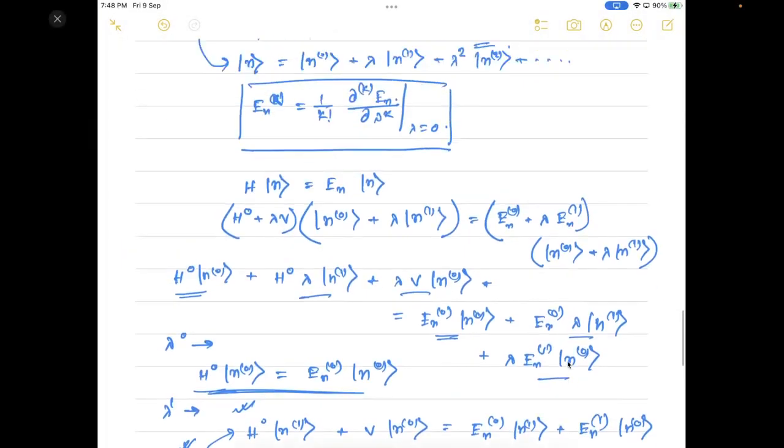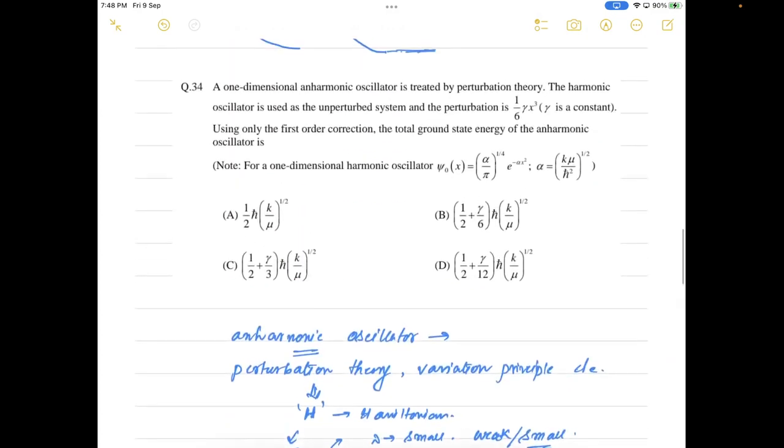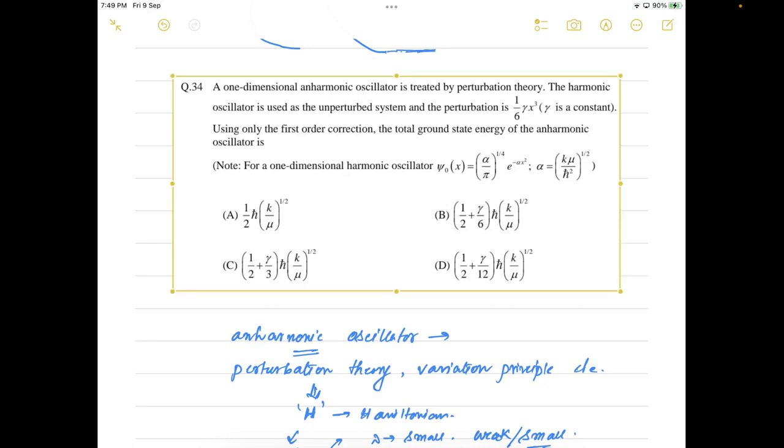So here in this question we know the perturbed term, that means here V is 1/6 gamma x cube, right? And psi 0 of x, which is the n0 in this case, this expression is also given. Let's just ignore the coefficients, all the constant terms. So let's say psi 0 is e to the power minus alpha x square, and the perturbation term is x cube here.